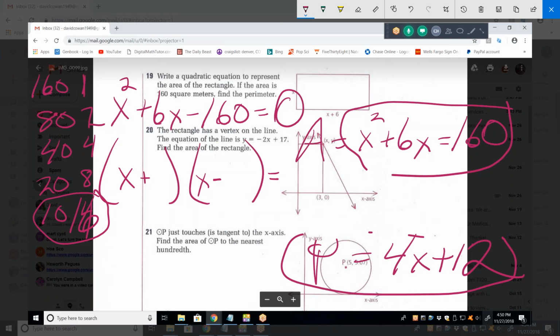The larger factor goes in first, with the sign of the middle term. The sign of the middle term is plus. So that's where the 16 goes.